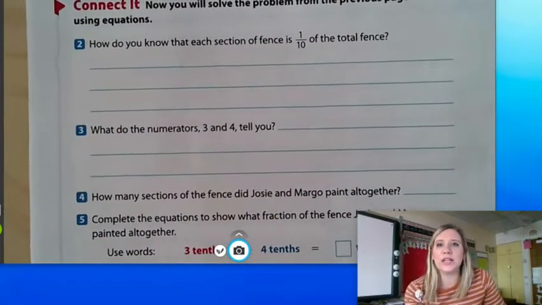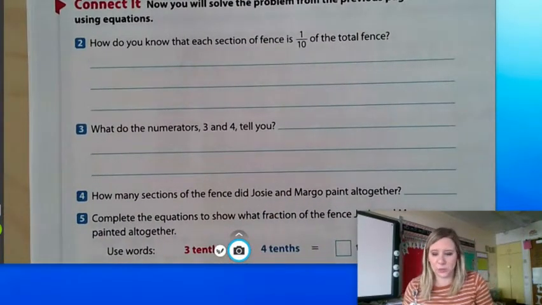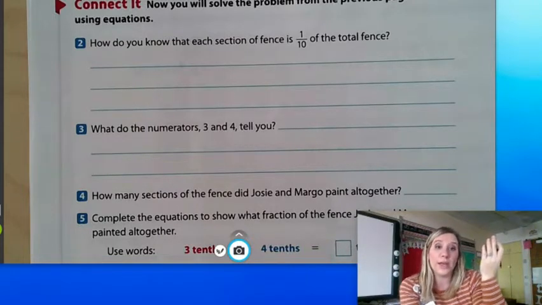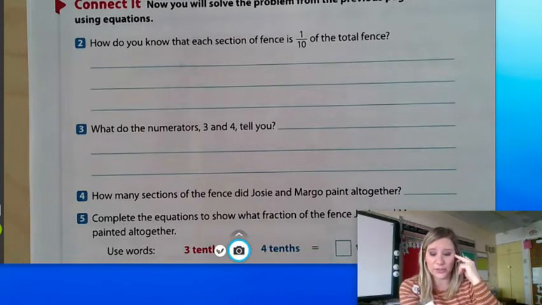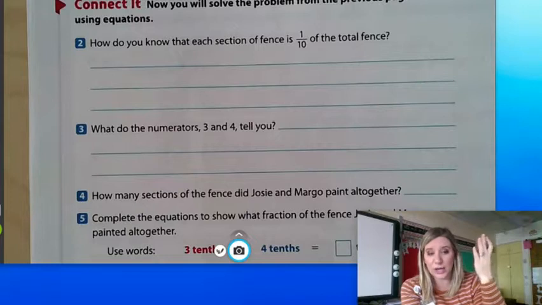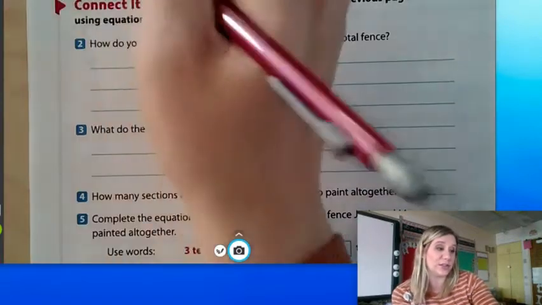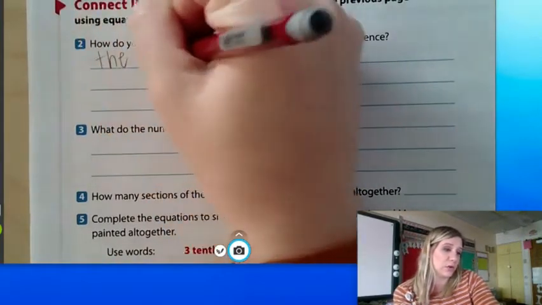So how do you know that each section of fence is 1/10 of the total? Well, if you think about the denominator, we know that the denominator tells us the total number of fence sections. That's the whole. That's what we've been talking about. The denominator is equal to the whole. And the numerator tells us the number of fence sections that we're talking about, the part. So how do you know that each section of the fence is 1/10 of the total fence? Well, the denominator is the whole.